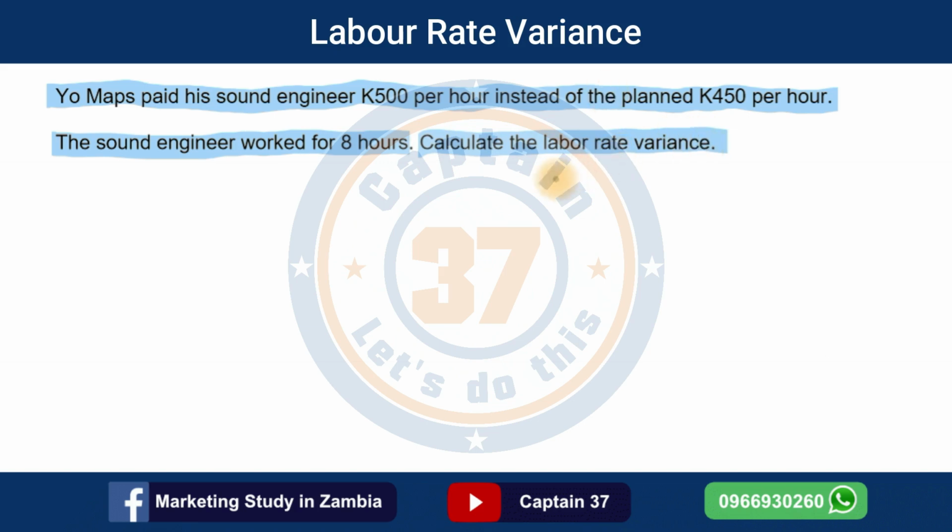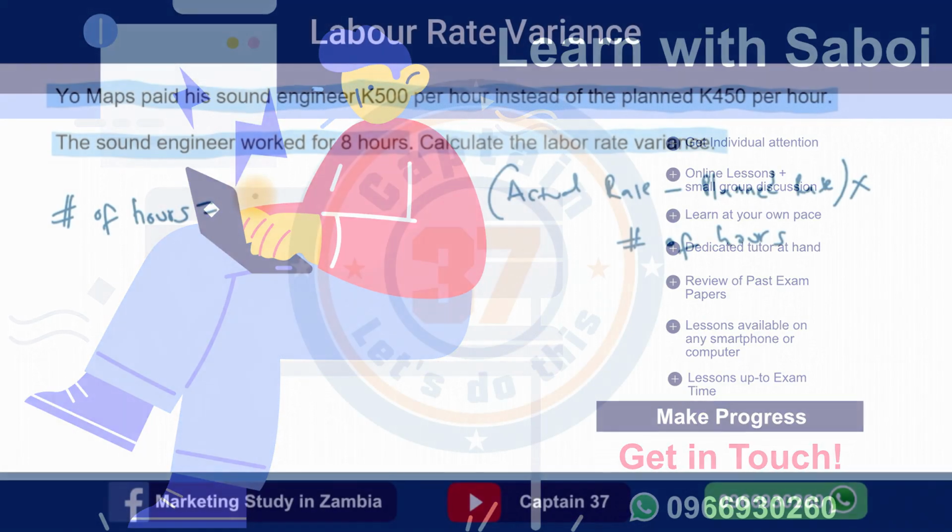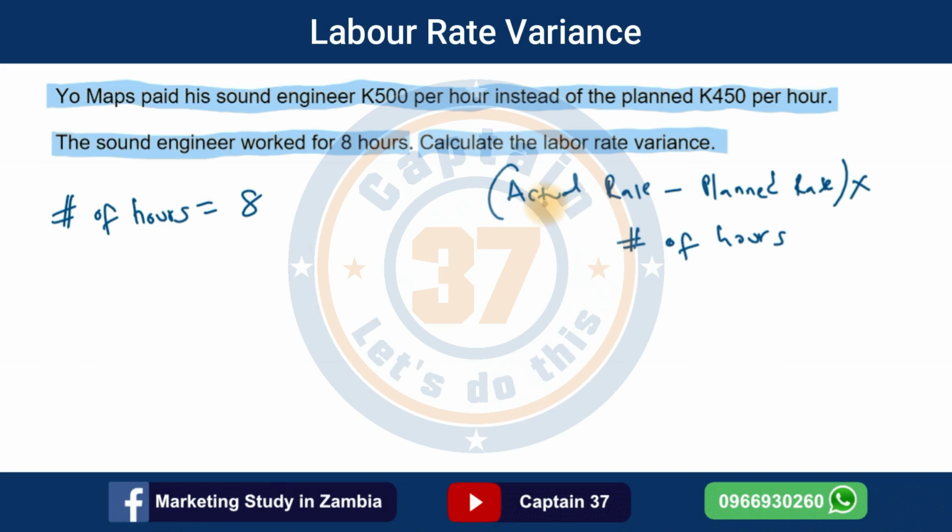The formula for labor rate variance is actual rate less planned rate, and this is then multiplied by the number of hours. So in this particular case, the number of hours is equal to 8. How about the actual rate? What was the actual rate?